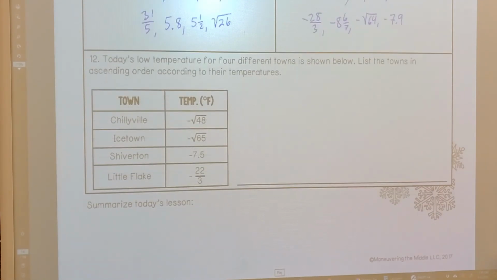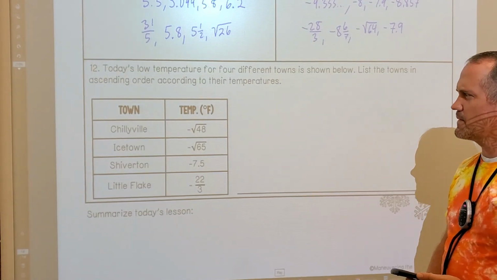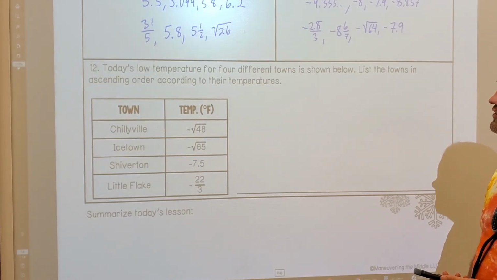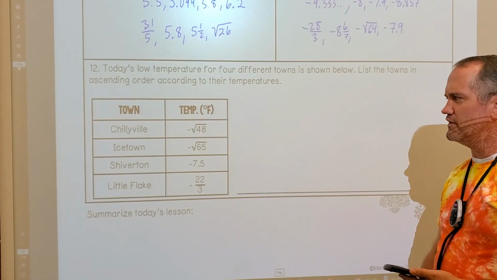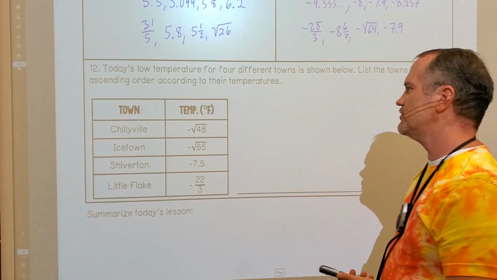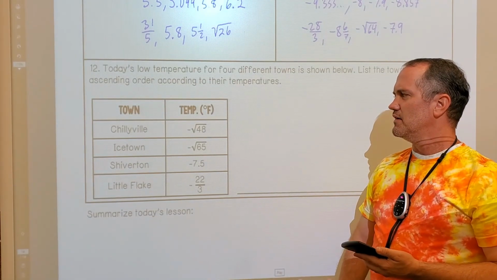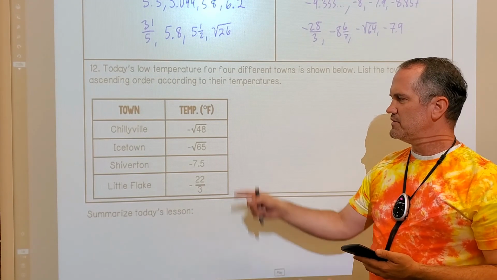All right, and lastly, 12. Today's low temperature for 4 different towns is shown below. List the towns in ascending order according to their temperatures. They live in the wonderful village of Chillyville, where they decided to express their temperature as a square root of 48. I would consider moving from any one of these places, except maybe Shiverton.